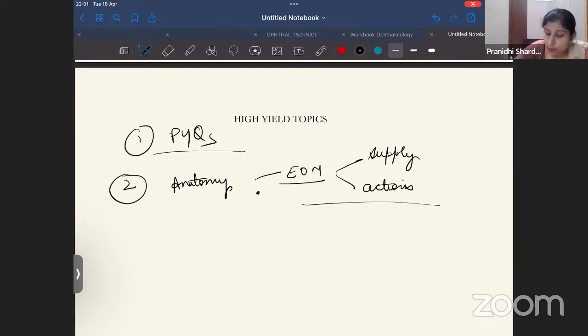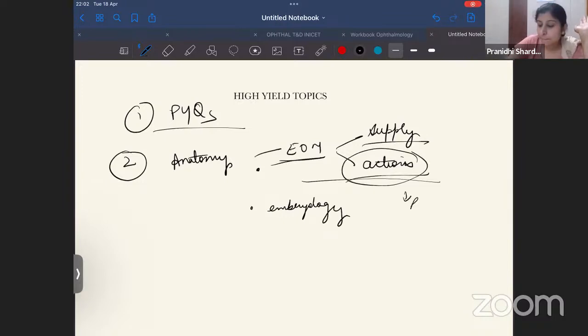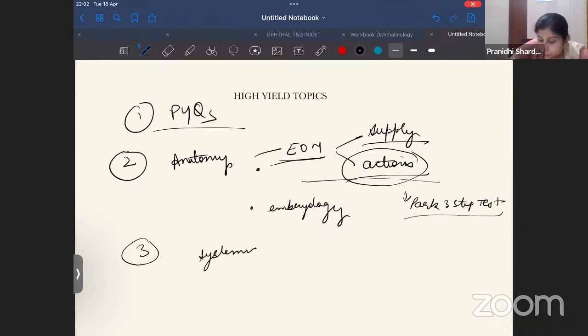Embryology is also asked, but not so frequently. We have learned the mnemonics of the embryology. You need not go into very detail. We just remember that only, and your embryology part is covered. For the extraocular muscles, supply, actions, and on the actions basis, Parks 3-step test, because that is always asked. Actions of the muscles is asked, and you can ask about the paralytic squint as far as the anatomy is concerned. Next important topic is the systemic drugs which have ocular side effects.